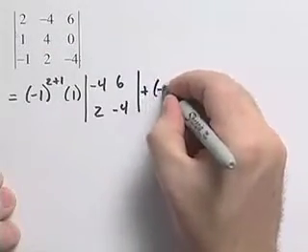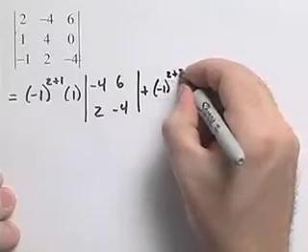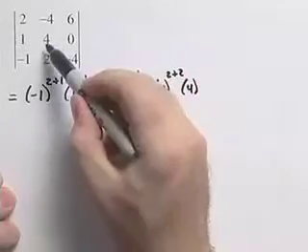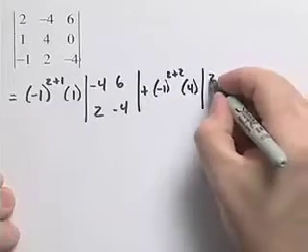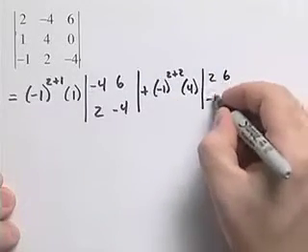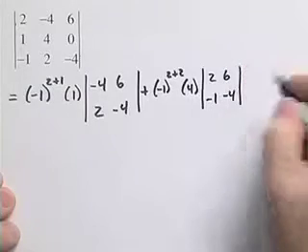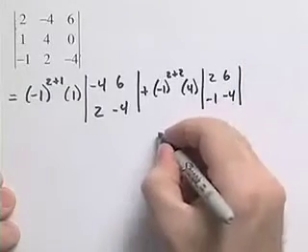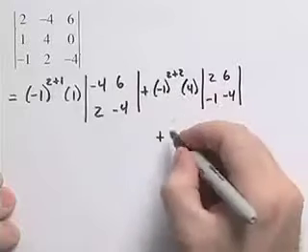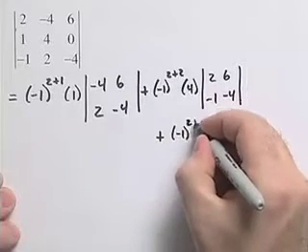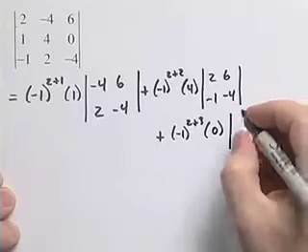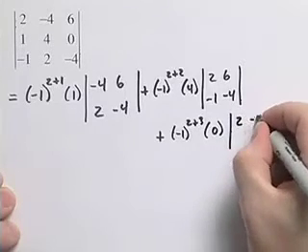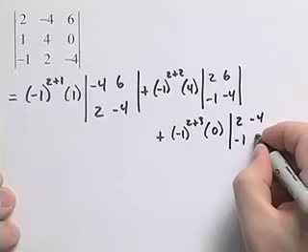This will be plus -1 to the 2 plus 2 power times 4, working on the second entry, times the determinant of 2, 6, -1, -4. We're going to add -1 to the 2 plus 3 power times 0 times the determinant of 2, -4, -1, and 2.